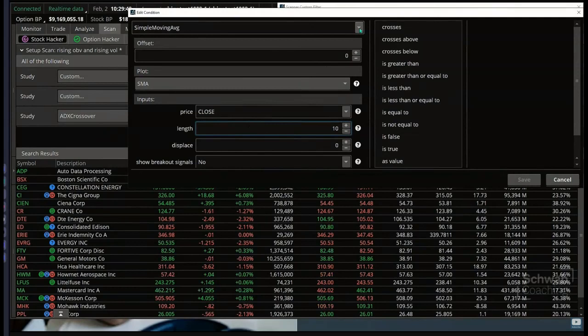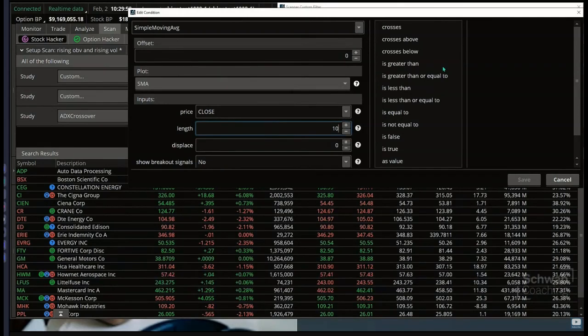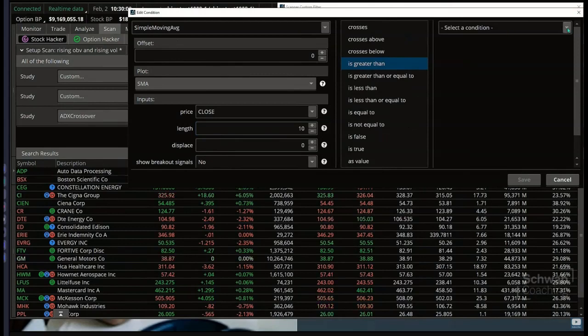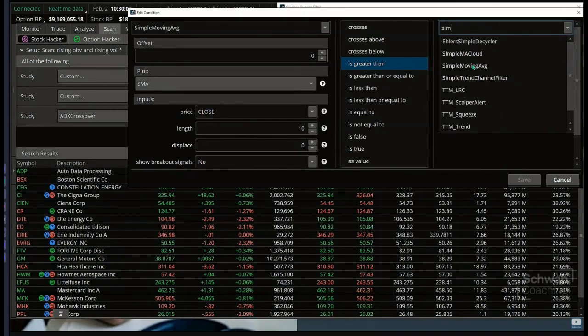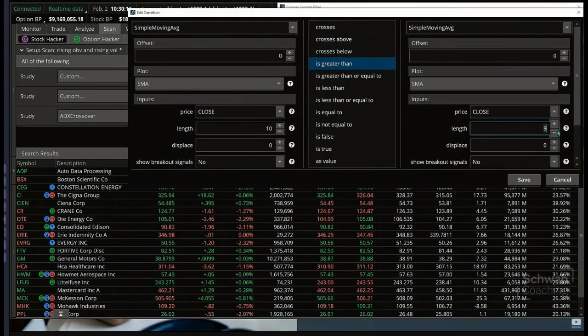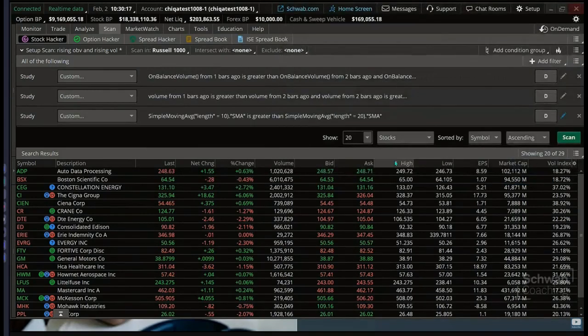Oh, I didn't want simple moving average. I'll do a simple moving average, and then we can do a Hull moving average. All right, so let's go ahead and set the 10-day moving average greater than the 20-day moving average. All right, let's see what we get.